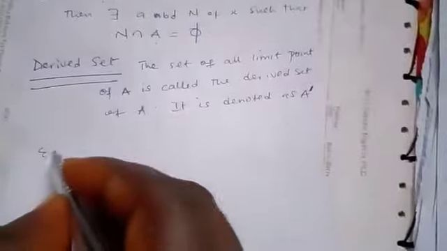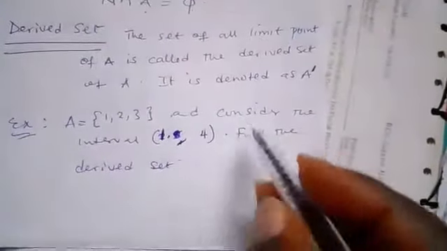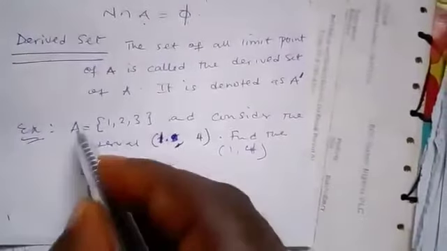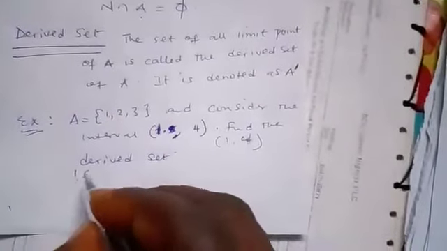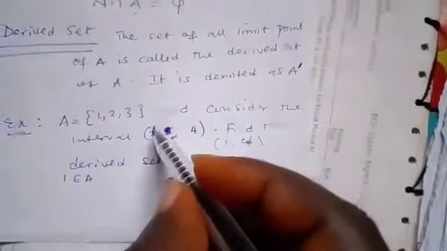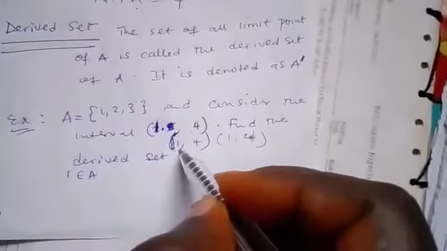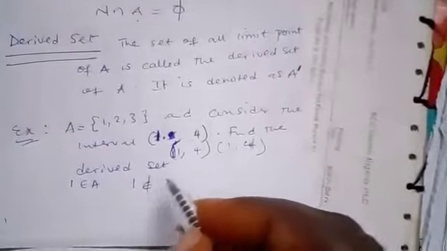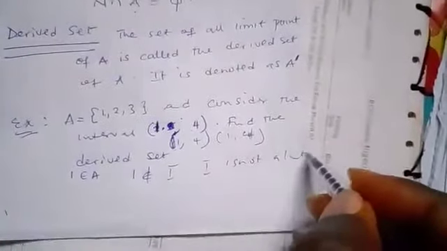So let's consider this. We have a set A to be the open interval 1, 4, and let's find the derived set of this A. Now let's pick all the points here. Let's consider 1. Although we have the open interval 1, 4, an open interval means that 1 does not belong to it. So by definition, 1 does not belong to this interval, and you can see that 1 is not a limit point.